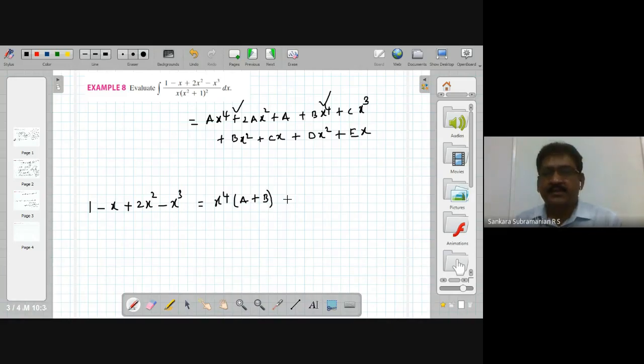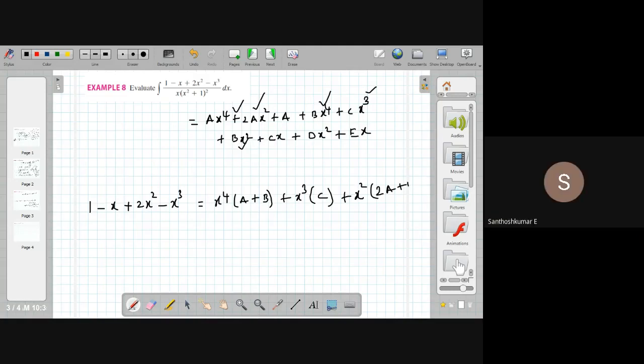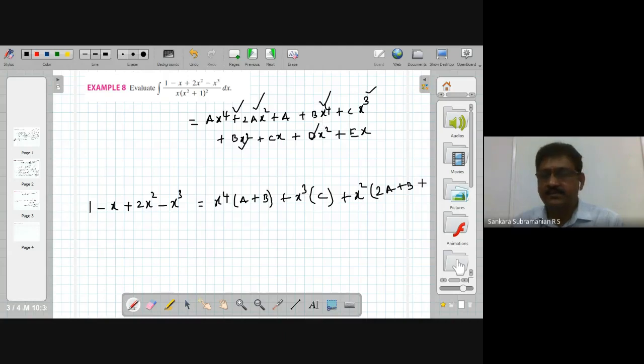Next, let's go for x cube. The coefficient is c, and I couldn't find any other x cube term. Then the x square term: 2a plus b plus d. And the coefficient of the linear term x, you have c plus e. And the constant term is a. So the only constant term is a.